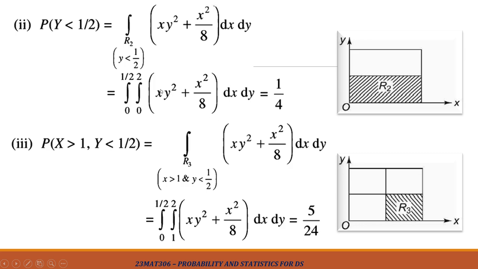Likewise, we have to proceed with the other problems. I will just tell you the steps. Here, the probability of y less than or equal to 1 by 2 we have to calculate. So y less than or equal to 1 by 2 means the y value is restricted, and we keep the x value the same. In the second problem, x greater than 1 means x limits are 1 to 2 and y less than or equal to 1 by 2 means y limits are 0 to 1 by 2. After that, it is the normal integration process.